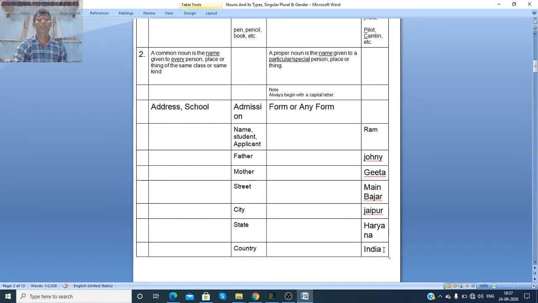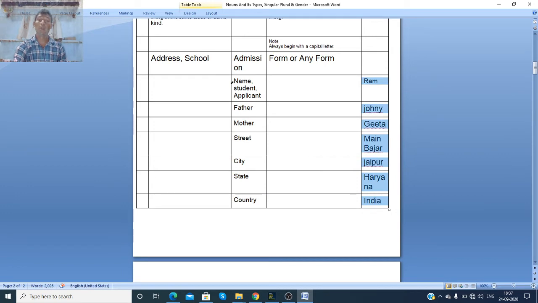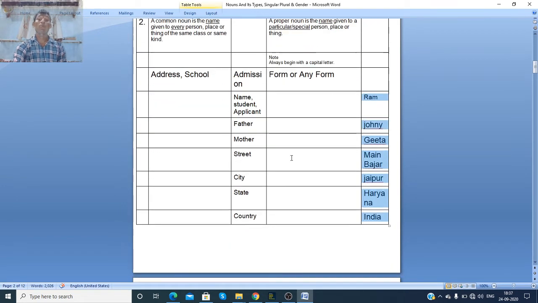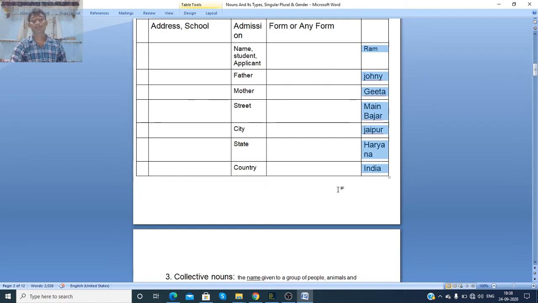Because a proper noun gives particular information of a person, place, or thing. It gives a name to a particular person, place, or thing. And a common noun is about every person, place, or thing of the same class and same kind. And a proper noun is the name given to a particular person, place, or thing.